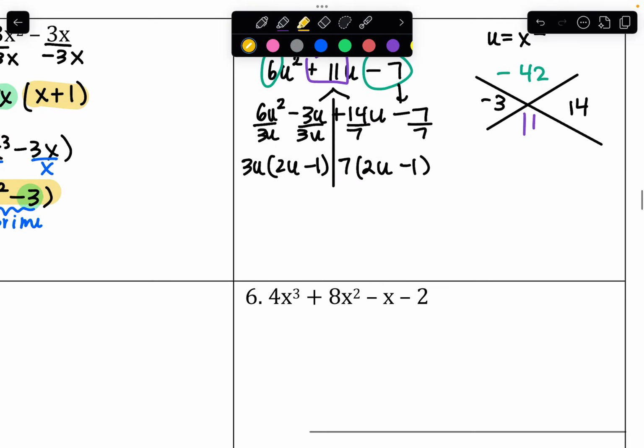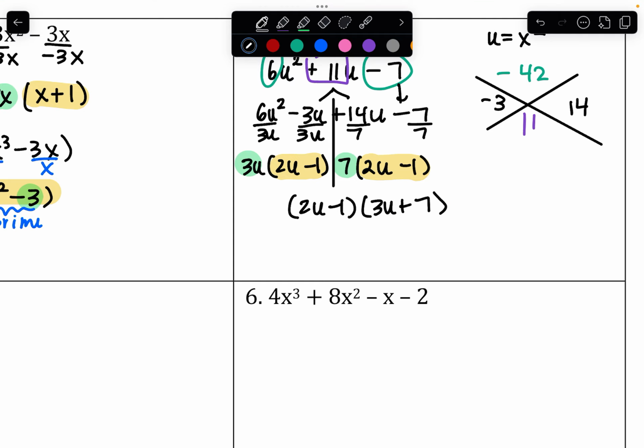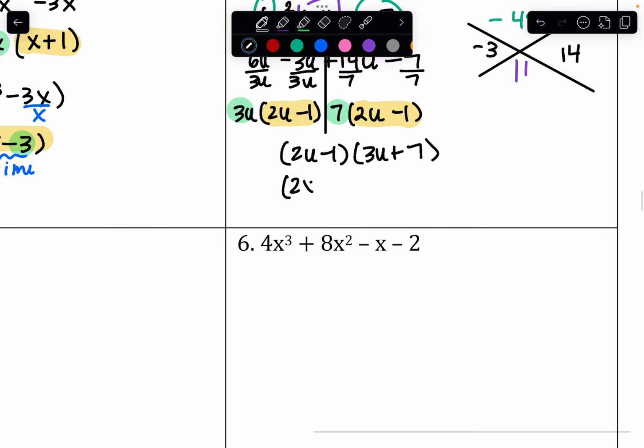The 2u minus 1 matches, which means we're doing everything right. That's one of your factors. The other factor comes from the 3u plus 7. Okay, and so remember, u is equal to x squared. Don't leave the u's in your final answer.